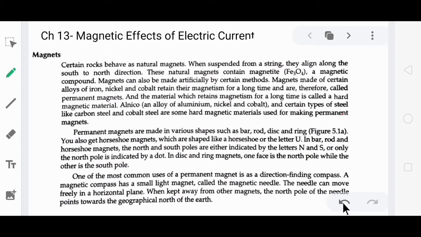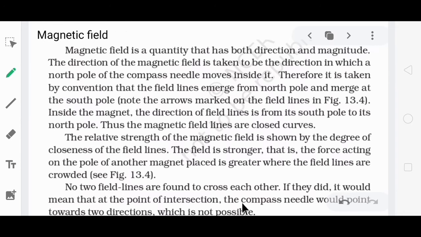Permanent magnets are used in a compass. A compass is a device which is used to find direction. A compass always shows the geographical north of the earth. Now we have our topic, magnetic field.